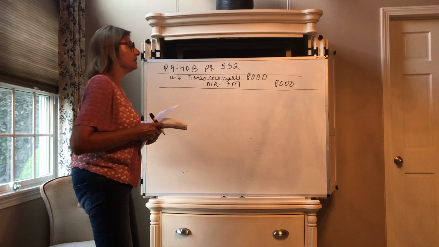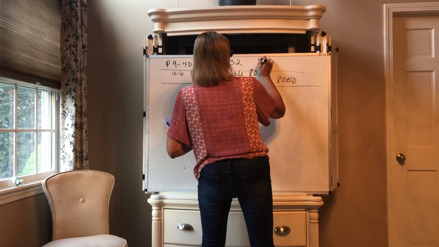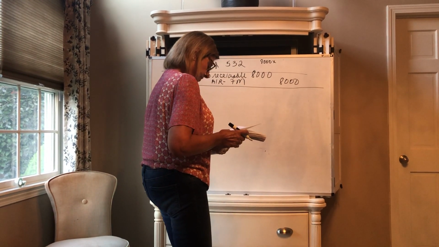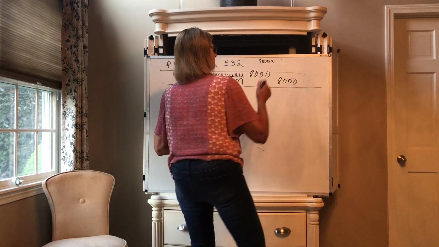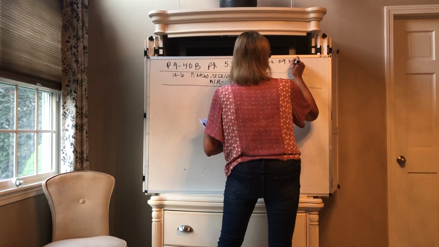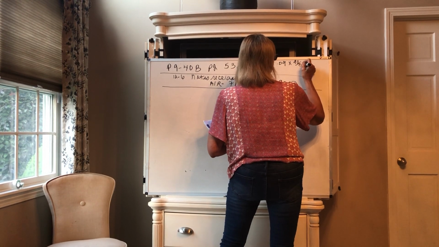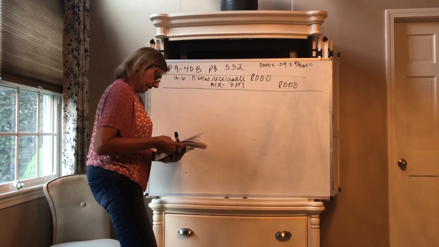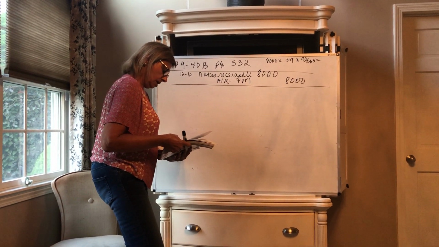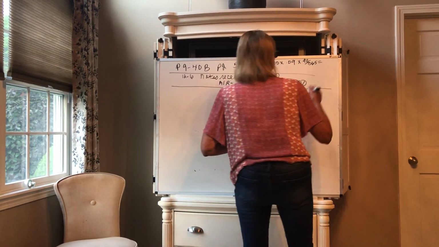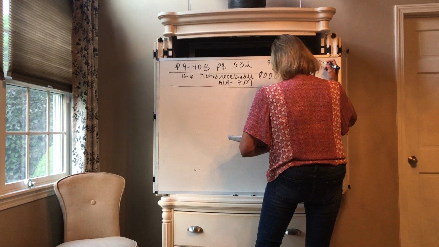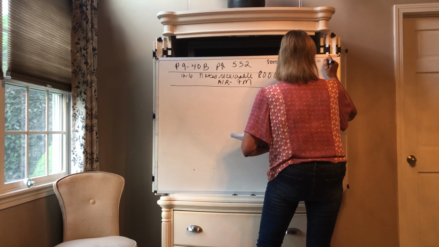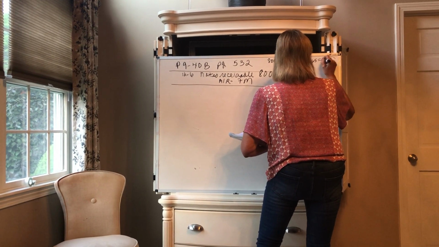So we know this note is in days, and I'm going to put it up here. 8,000 times the percentage, which was 9%, right? And it's 90 days over 365. So for the whole 90 days, the interest would be, and I have that figured out, 177. Is that right? Yeah, 177. So that's the interest for the whole 90 days.